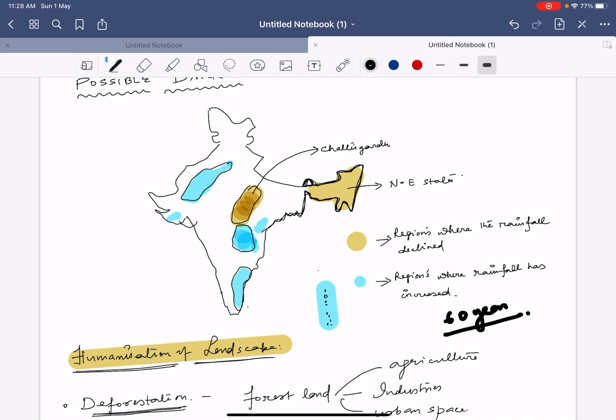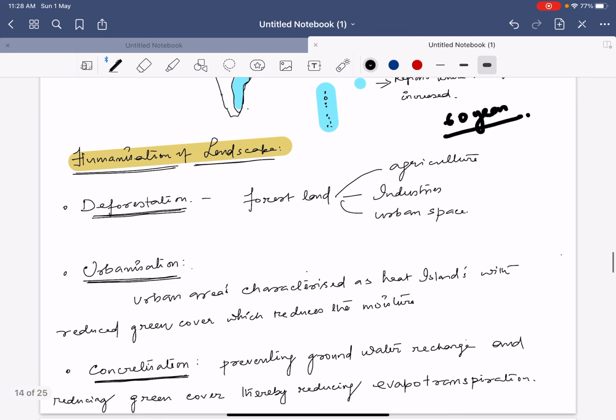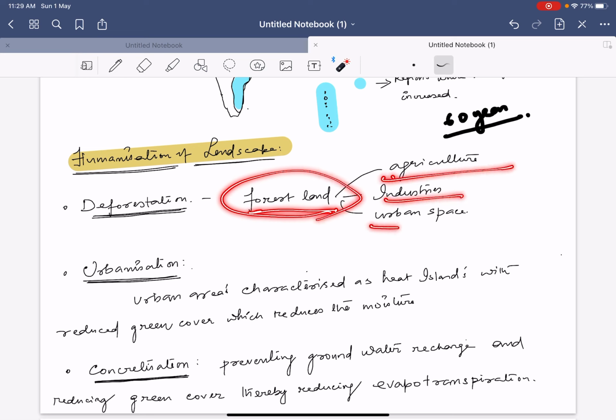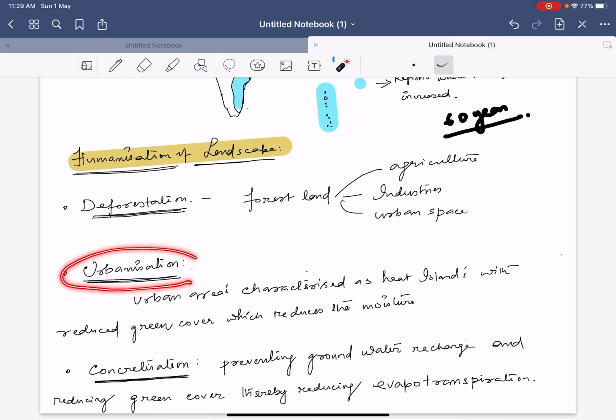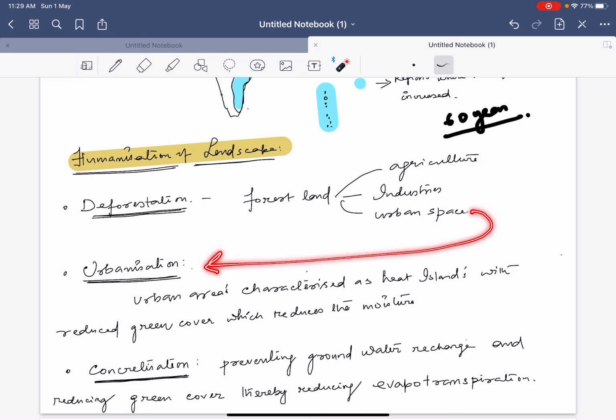Now let's come to the humanization of the landscape. So what exactly is the humanization of the landscape? Forest lands being utilized for agriculture, industry and for urban space. Next comes the urbanization. Now see, though forest lands have become urban areas, within these urban areas there is a problem. The urban areas are characterized as heat islands. Now what is this heat island? The heat island is nothing but this particular urban area.